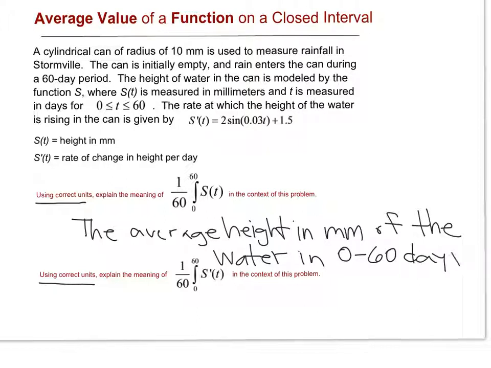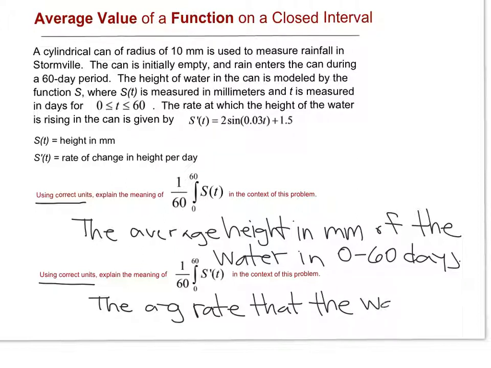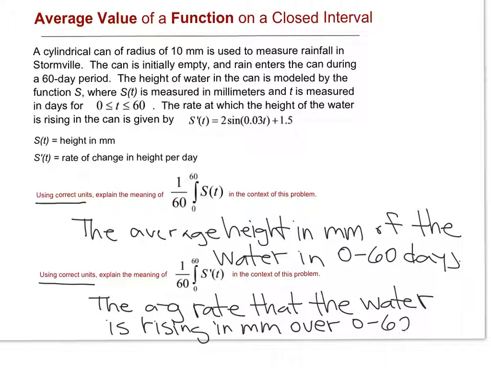Okay, now if that's the average height, then when I take the integral of s prime t, what will that be? Well, we know the integral of s prime is s of 60 minus s of 0. So this will give us the average rate that the water is rising in 60 days. So it would be what, millimeters per day? So the average water is rising in millimeters over 60 days. Okay? So make sure you fine-tune those explanations.